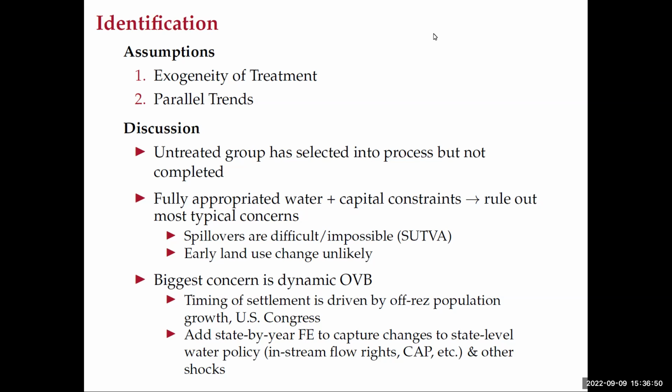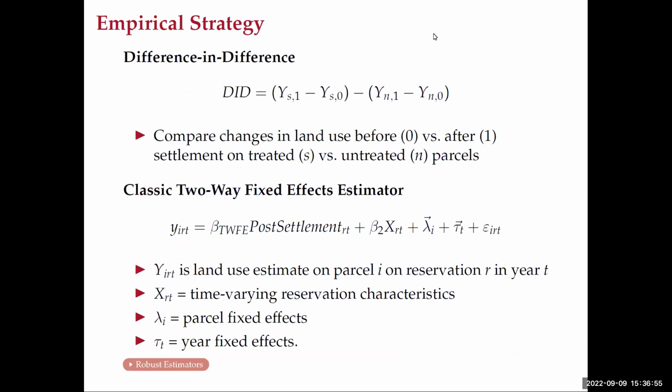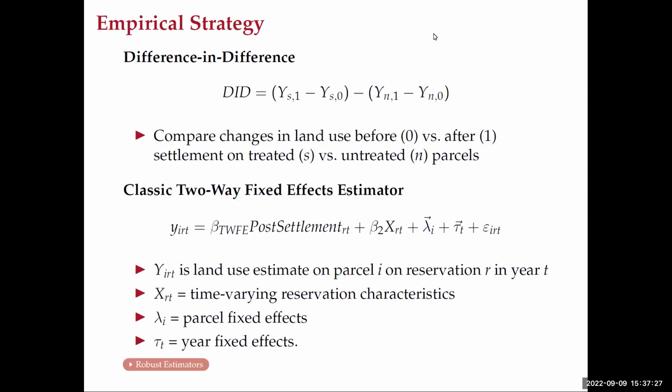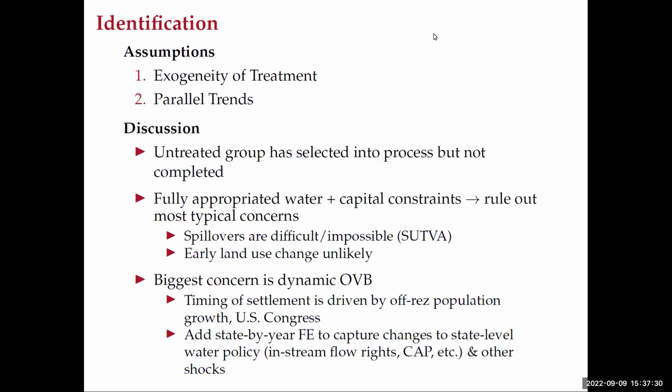So the two assumptions: I mentioned that the first is the exogeneity of treatment, and I've already discussed that. That has to do with whether this treatment date is as good as random, or whether it is in some way correlated with the outcome that we're observing. One thing we might worry about is if you settled earlier because you're more likely to invest more in agricultural land or something to do with agriculture. But in any case, that's the first, and then the second is the parallel trends.